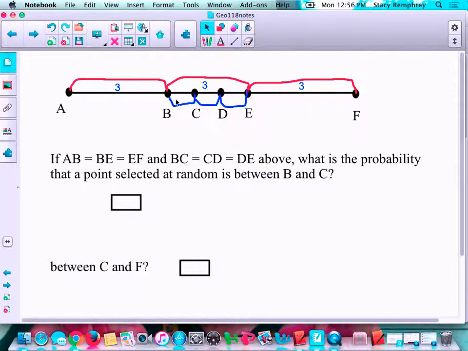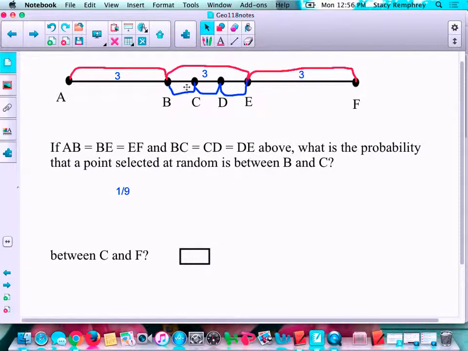And we're looking for between B and C. B and C is just one section of the total 9. So the probability of selecting a point between B and C would be 1 out of 9. Between C and F, well, again, the whole thing is 9. From C to F would be 3 plus 1 plus 1, which is 5. So you would have a 5 out of 9 probability of plotting a point between C and F.